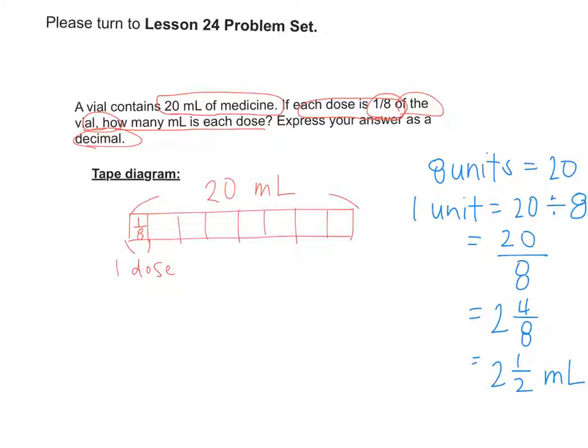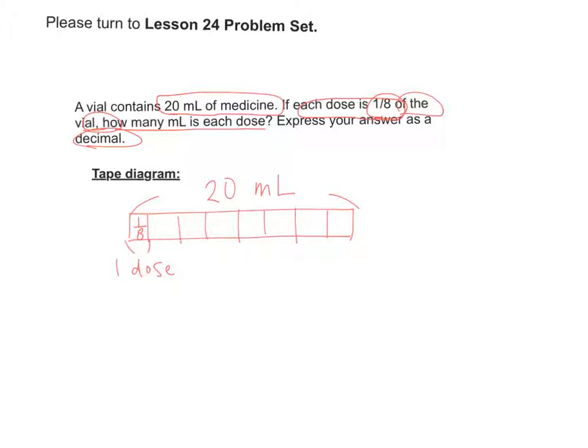Now, let's go back and see what we underlined. How many milliliters is in each dose? Did we answer that question? 2.5 milliliters? But it says express your answer as a decimal. Can we express this as a decimal? Yeah. What does that equal? 2.5 milliliters.